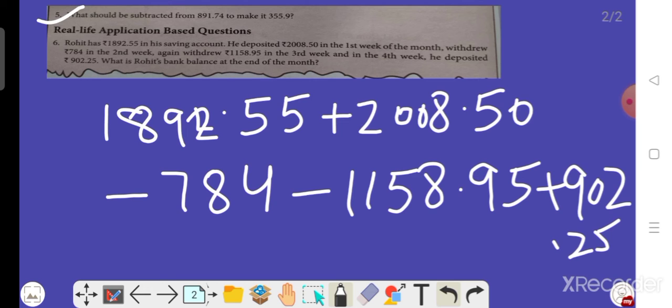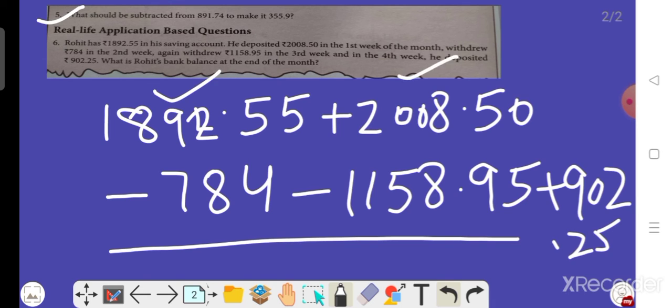To find Rohit's account balance, we have to solve this addition and subtraction. Okay, this is the initial amount, this is the deposit of first week, this is the withdrawal of second week, this is the withdrawal amount of third week, and this is the deposit amount of fourth week. To solve this question, firstly we will separately add the deposit amounts, and then we will add the withdrawal amounts. Now look at the solution of question number 6, beta.